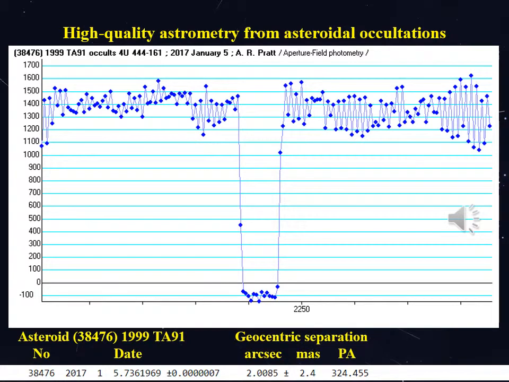As I say, it's computed for geocentric position. So they then measured the arc second displacement from the star and the asteroid from middle of Earth to that, and they mix up their units and say the uncertainty is 2.4 milliarc seconds, and the position angle between the two.